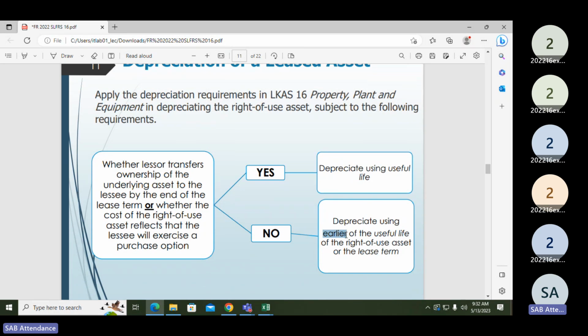whichever is shorter, the earlier period. What is less? The lesser of useful life and lease term.